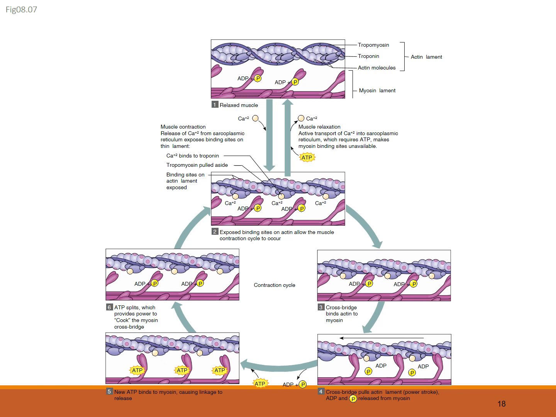Pulls all the actin, that kind of sounded weird, in towards the center. In order to recock the myosin heads, energy is needed, right? So you have ATP being utilized. It's broken down, it forms ADP and P. Okay, so adenosine triphosphate to adenosine diphosphate plus phosphate.